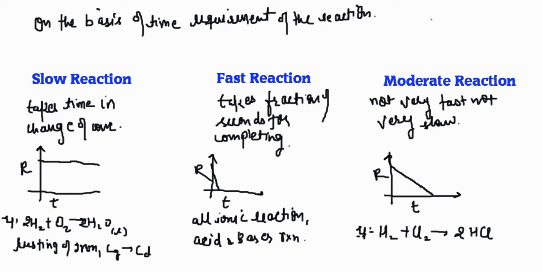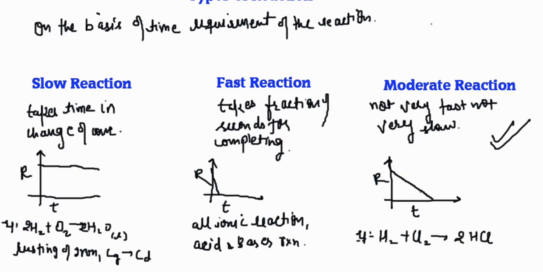Studying slow reactions takes a very long time, so it doesn't make sense. Fast reactions take very little time, so that also doesn't make sense. Moderate reactions are neither very fast nor very slow, so we can study them to calculate the time. If the reaction completes in 10 seconds, we can calculate how much of the reaction has completed in 2 seconds or 3 seconds.